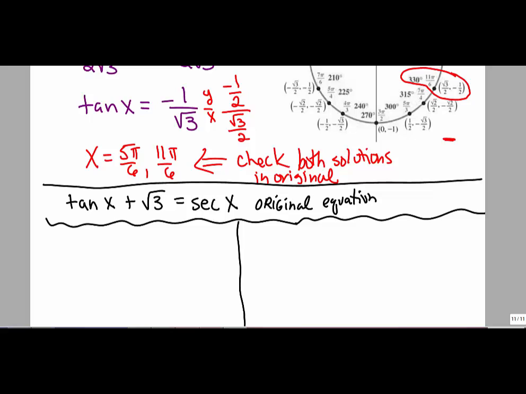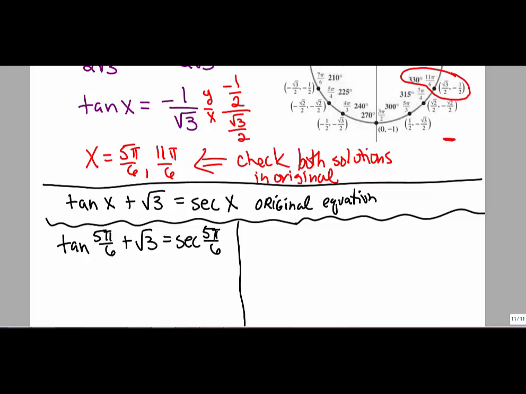Alright, so here's our original equation from the top of the page. We have tangent x plus square root of 3 equals secant x, and this is what we were originally asked to solve. So we want to check these two solutions, 5 pi over 6 and 11 pi over 6, in the original equation. So let's go for 5 pi over 6 first. Let's check that. So that's tangent of 5 pi over 6 plus the square root of 3 equals the secant value of 5 pi over 6.